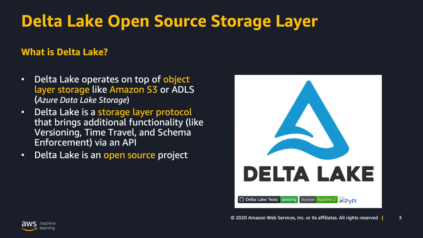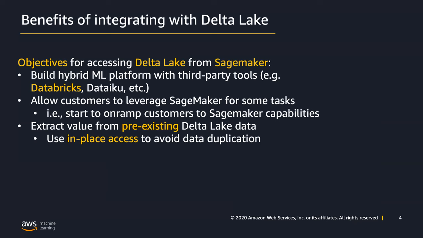So as I mentioned, Delta Lake, although created initially by Databricks, is an open source project and can have many, many different contributors at this point. So why have we built an integration from AWS SageMaker? Our objective is to enable what we call a hybrid machine learning platform, so that we want to be able to interoperate cleanly with more third-party tools. Primarily, those include Databricks, although they do include DataRobot, Dataiku, and some other tools as well.